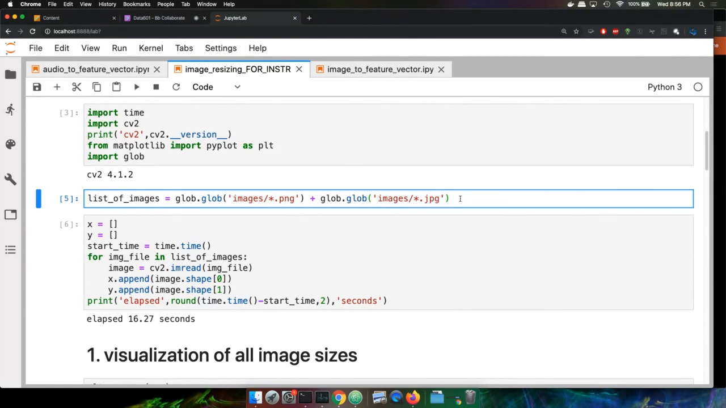Once I have the images downloaded, I'm going to use glob to get a list of all the images. That's my list of files. So I grab both PNGs and JPEGs.